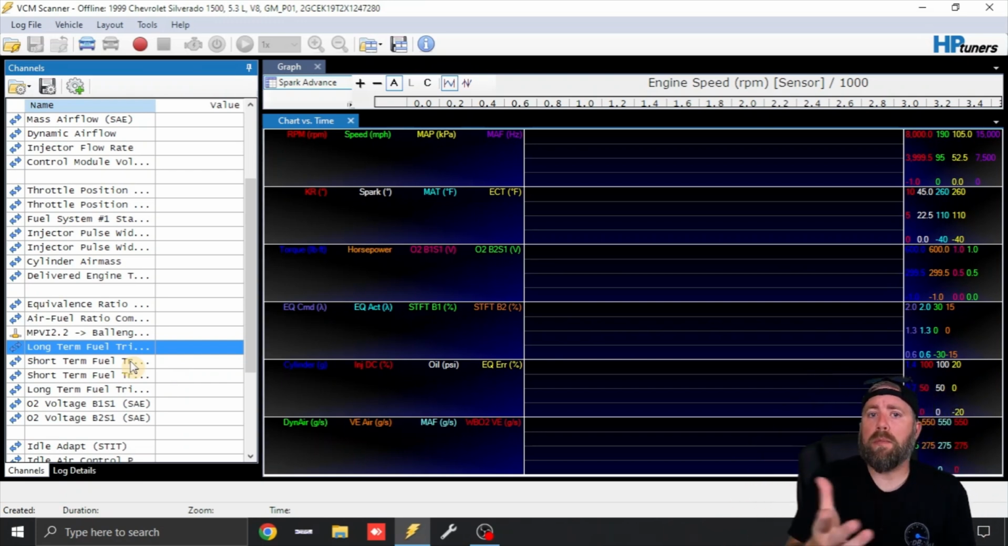If you get a system too lean or too rich code, that means your long terms have gone either plus or minus 25%. That means your tuning is off, mechanical condition is off, whether it be fuel pressure, whether it be injectors, whether it be vacuum leak, things like that.